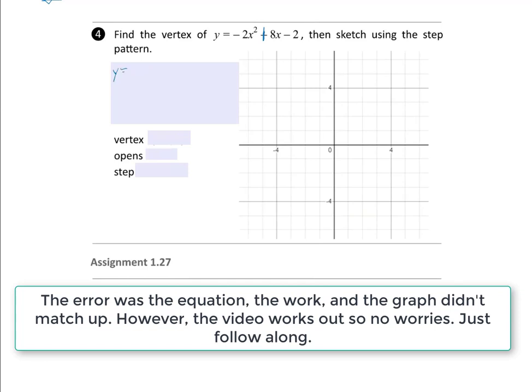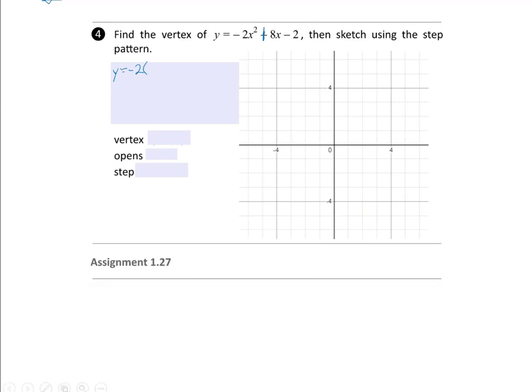So moving on, I'm going to take out a factor of negative 2. I'm not going to rewrite this. So after I take out a factor of negative 2, I'm left with x squared minus 4x, and then minus 2 outside the brackets there. And it's negative 4x because positive 8x divided by negative 2 becomes a negative 4x.